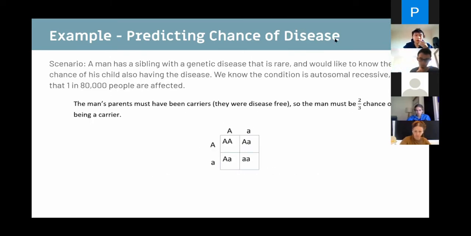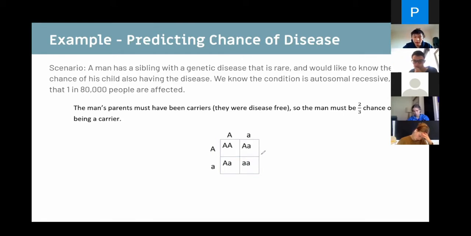And so moving on, we'll come back to what we worked out in the previous slide later. We know that the man's parents must have been carriers for the sibling to get the disease, but they couldn't have had the disease themselves, because his parents were disease-free. So his parents must have been carriers, right? So they must have big A, little a as their genotypes. And I think you would have done Punnett squares in high school, so hopefully this looks familiar.